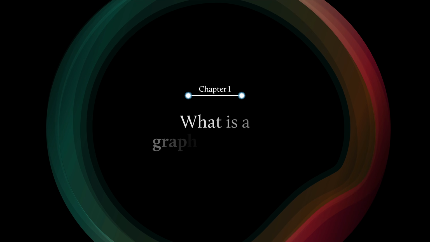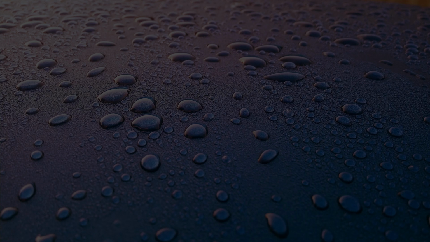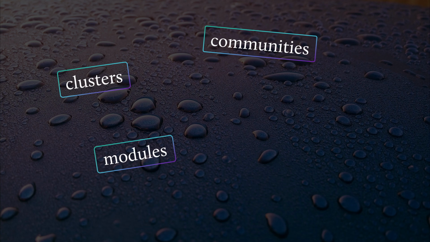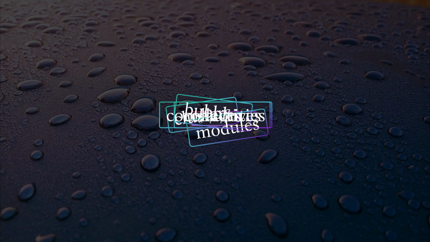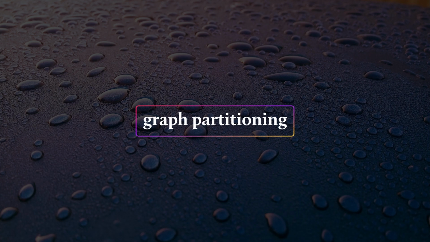Chapter 1. What is a graph partition? We want to analyze communities, hence we should talk about what a community is. One thing to mention upfront: communities, clusters, modules, bubbles, collectives, they all mean the same thing for us and fall within the realms of graph partitioning, a discipline in computer science.